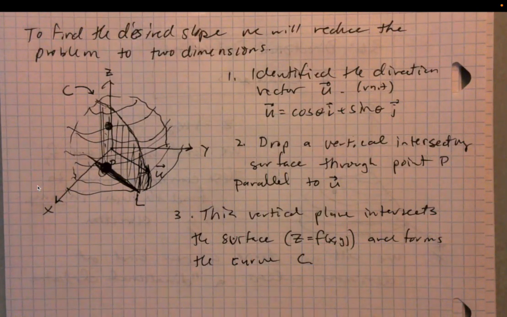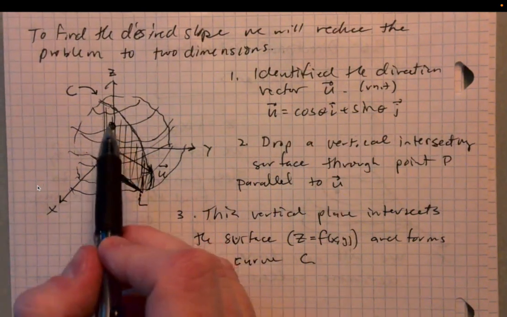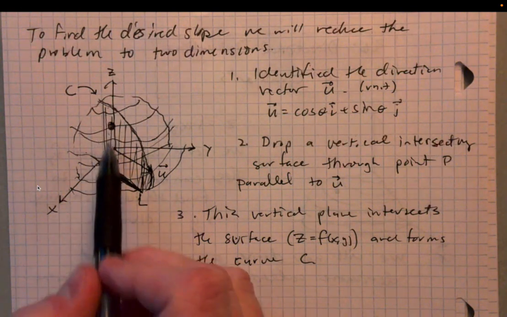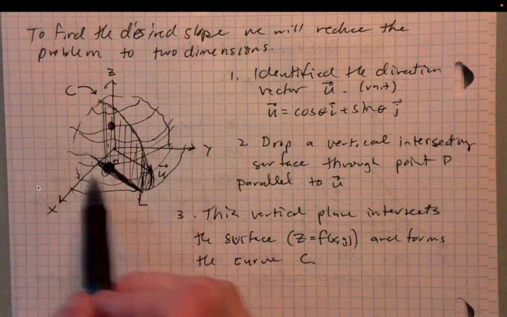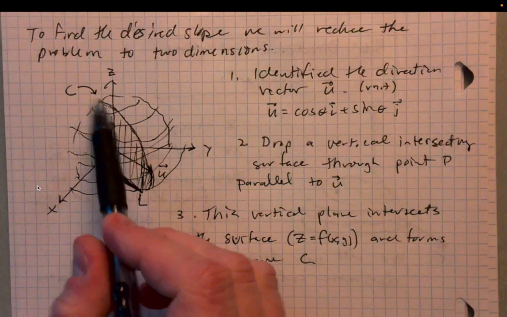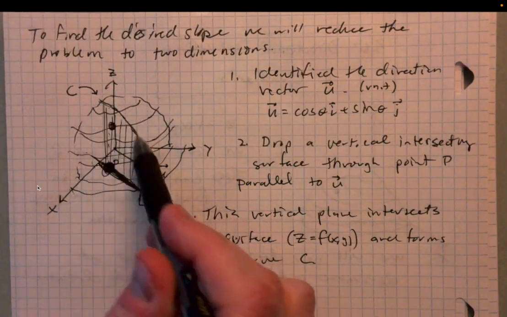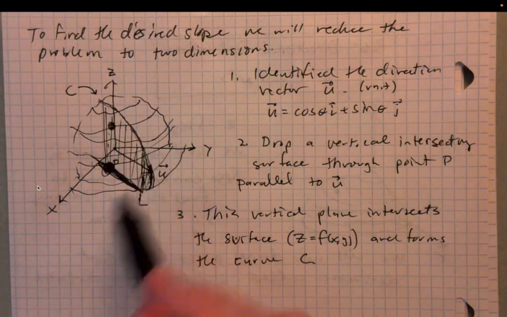I realize this is a difficult thing to represent visually, but hopefully you can get the idea. You've got your point of interest P on the surface. It drops down, and there's an x, y that corresponds to it in the domain plane here. What we've done is drop a surface that's parallel to u through P, and that's going to create this curve on the surface.